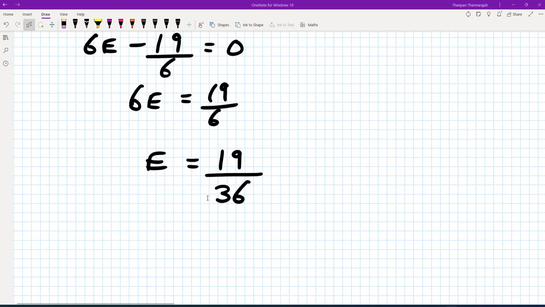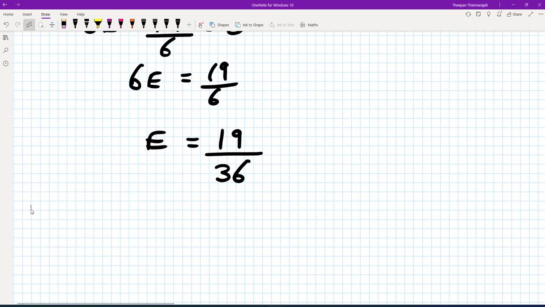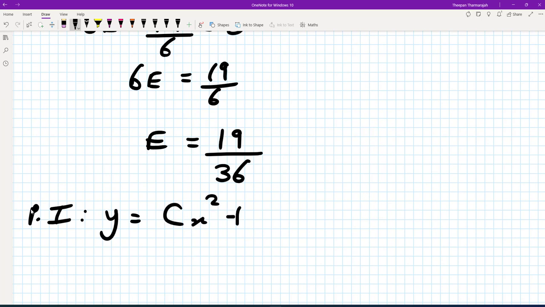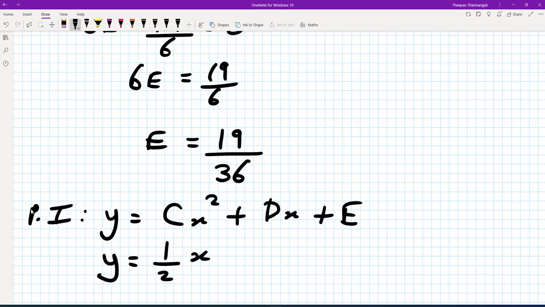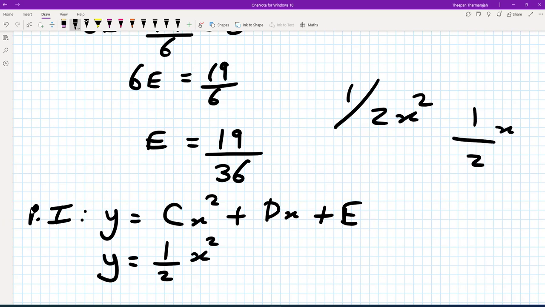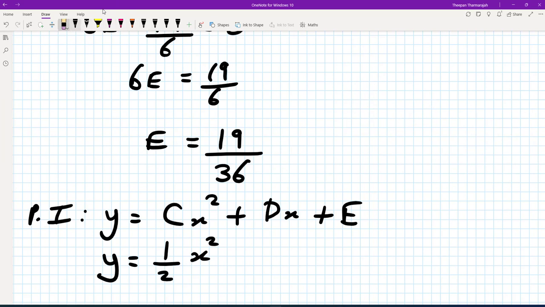So henceforth we can say that the particular integral is y equals, I'm going to write the original form first, cx squared plus dx plus e. So in our case, we know that c is a half. That's a half x squared. Please make sure fractions have a horizontal line, not a slash, okay? Because that would be incorrect. If I write 1 over 2x squared, that's not the same as a half times x squared. So be careful in your legibility, in your writing in examinations.